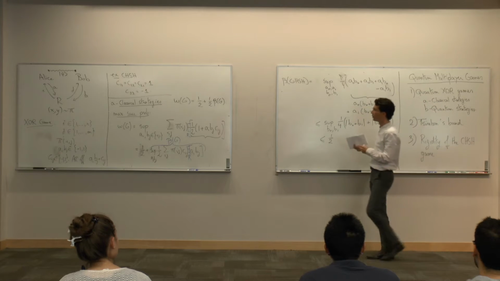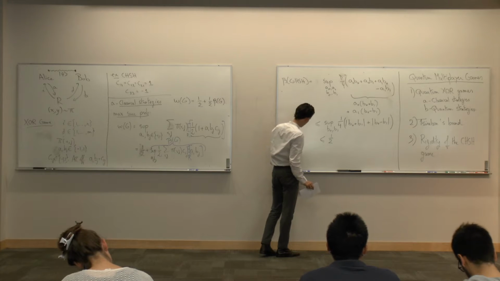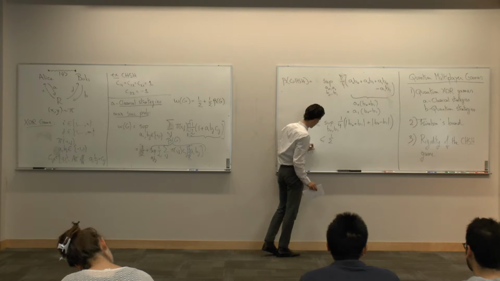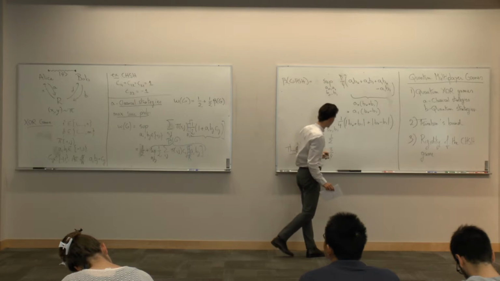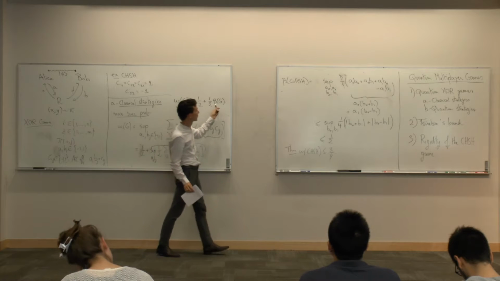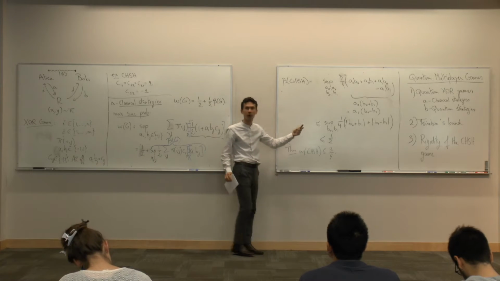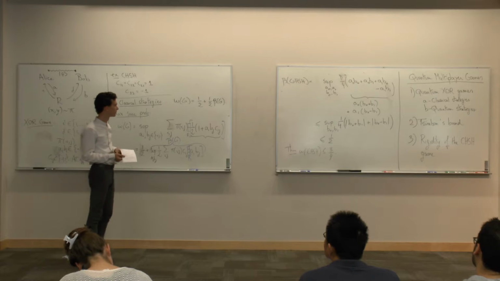So as a consequence, we have shown the following theorem, which is that the classical value of the CHSH game is at most 3/4, right? Why 3/4? Because it's a half plus a half times the bias, and the bias will be bounded by a half, so it's 3/4. Okay, so that's what we found earlier was the best that you can do.